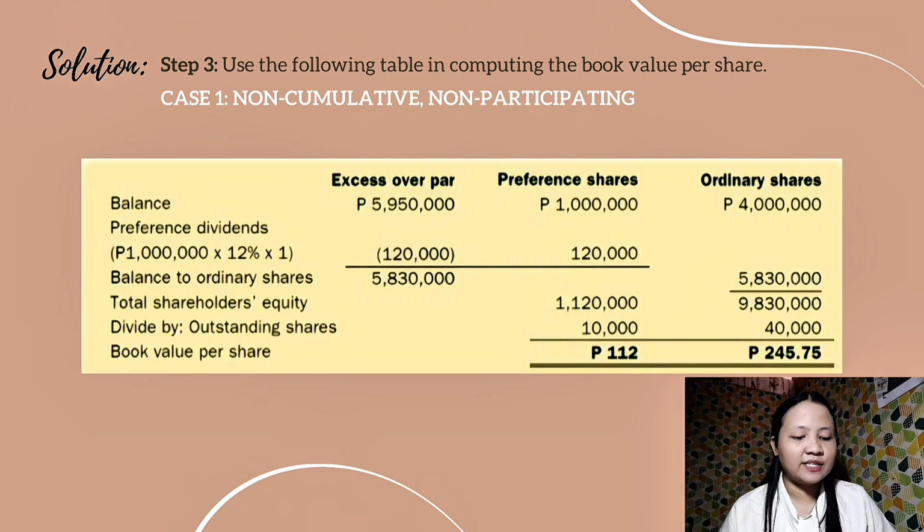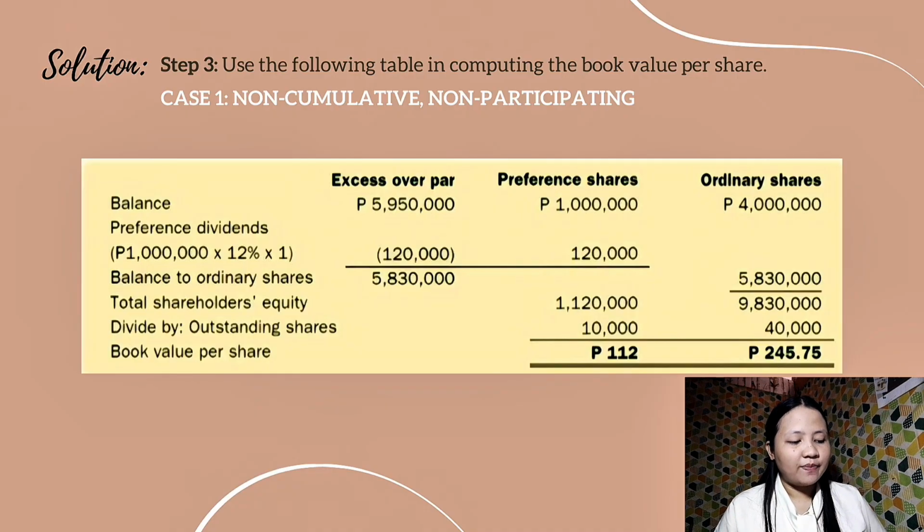So, for preference shares, we have 1 million. And for ordinary shares, we have a balance of 4 million. So this is taken from the 5,950,000 excess over par. Look at the screen, it is already reflected, the balance amounting to 5,950,000 for the excess over par.